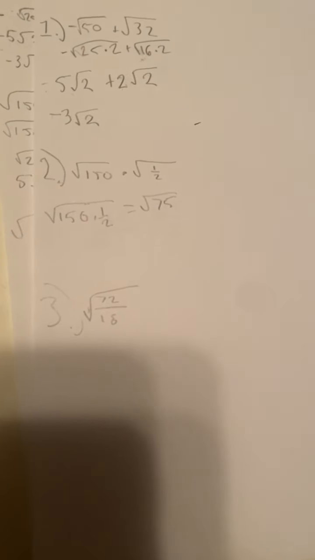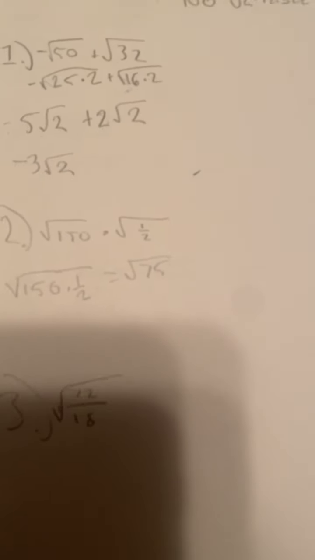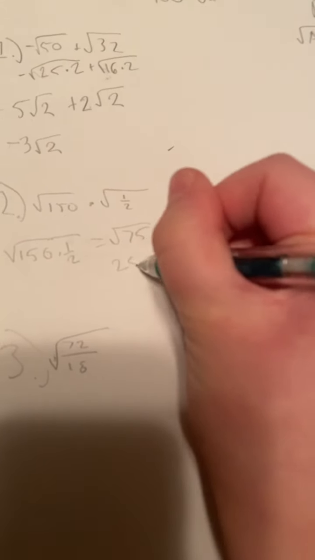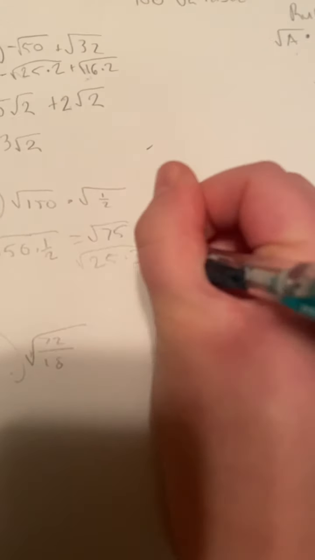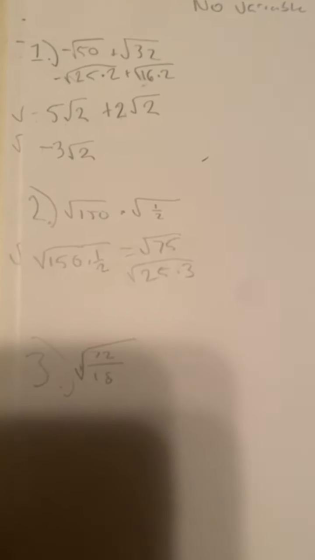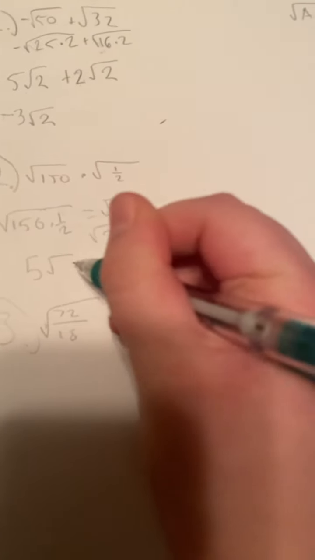And what goes into 75? Well, 25 times 3 does. And as mentioned before, 25 is a perfect square. 25 times 3. And 5, we know, is the answer to that. So we're going to take 5 times the square root of 3.